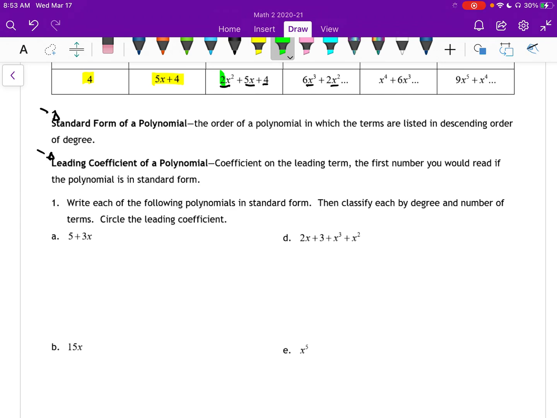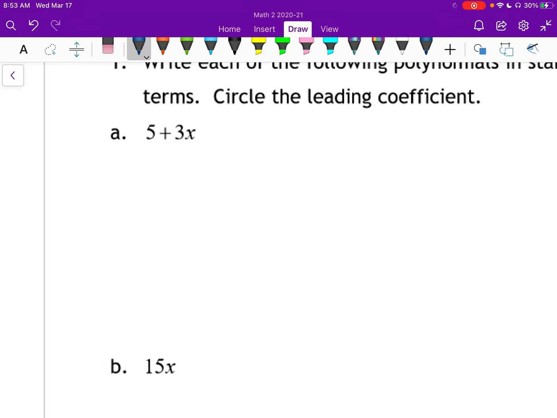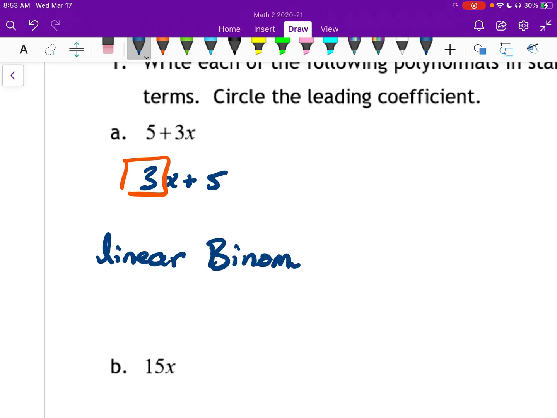All right, our example is: write each of the following polynomials in standard form, then classify each by degree and number of terms. And we're supposed to circle the leading coefficient. So A, putting it in standard form means biggest exponent goes first, and at the last we have our number, our constant. So this will be 3x plus 5. Let's box the 3 to show that that's our leading coefficient. And this will be a linear binomial. Right? It's linear because the exponent of our x is a 1, and it's binomial because there are 2 terms.